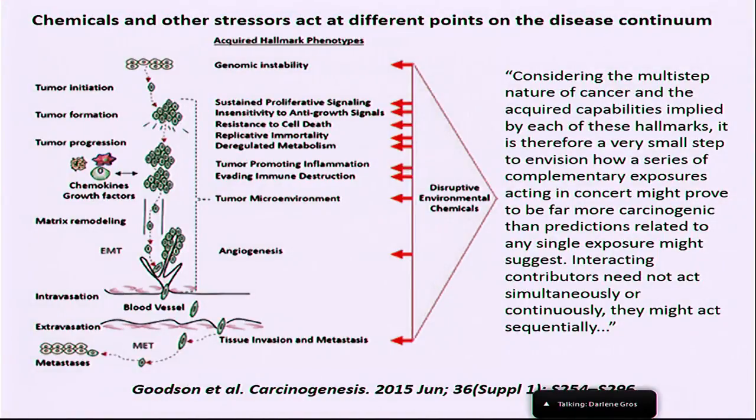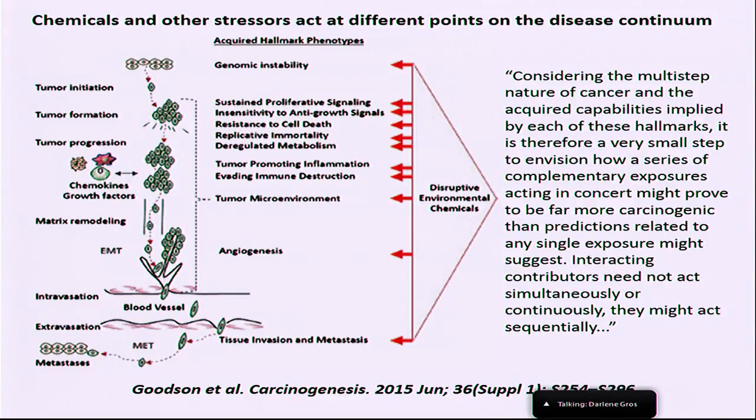And unknown to us, at the same time, another project was going on called the Halifax Project, which was not using IARC carcinogens, but was putting forward the idea of how do these hallmarks fit into the progression of cancer and the influence of chemicals on cancer? And they came up with this interesting idea by Goodson et al.